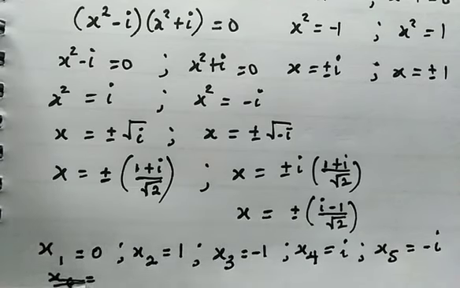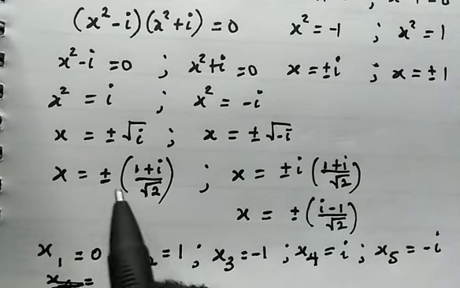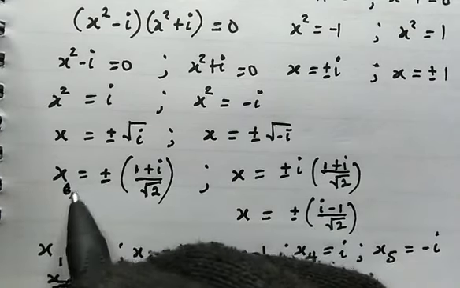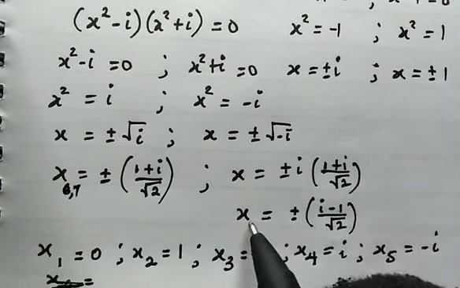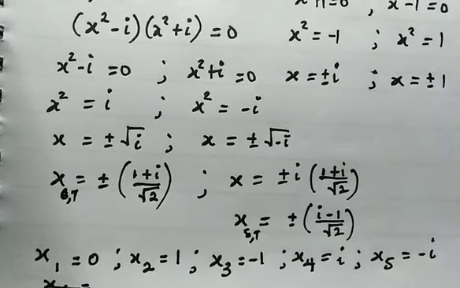Okay, well, let's go back. So here we stop at x5, right? Then we have other solutions, as you can see here, plus or minus 1 plus I. So this is x6, 7, right? Then here we have x8, 9. Remember, we are expected to have 9 values for x.